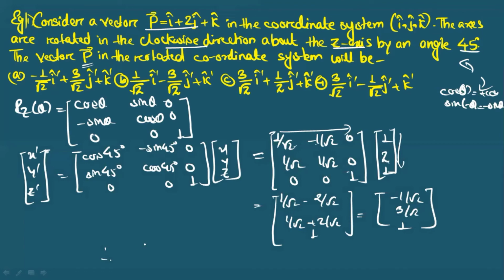So finally you will get the answer: minus 1 by root 2 i cap prime plus 3 by root 2 j cap prime plus k cap prime. This is representing x prime, y prime, z prime. Okay. So the correct option is option A. Clear? So directly you can use the matrix and you can find it. All right.